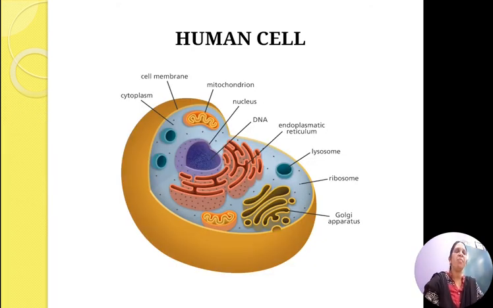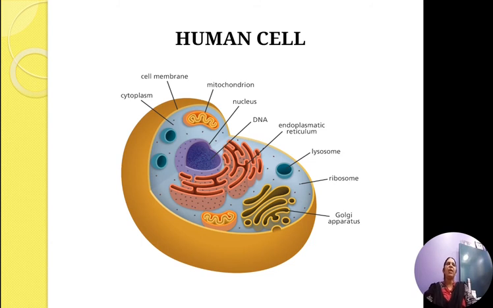This is the human cell. The human cell comprises individual components with specific functions essential to carry out life's processes. These individual components include the cell wall, cell membrane, cytoplasm, nucleus, and cell organelles.